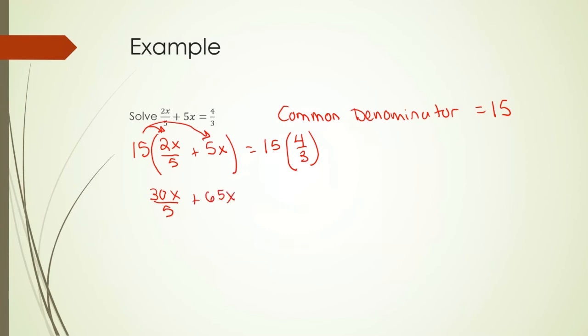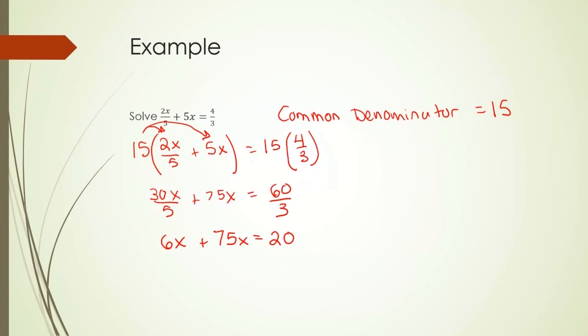15 times 5, that's 5 times 15... 25, no, wait. 50, 60, 75. Should be 75. I should double check that with my calculator, just to make sure I multiply that one correctly. 15 times 5, 75. Okay. And then 15 times 4 is 60, so that gives us 60 over 3. Now I'm going to reduce these fractions. So 30 divided by 5 is 6, so this gives me 6x plus 75x equals, and then 60 divided by 3 is 20.